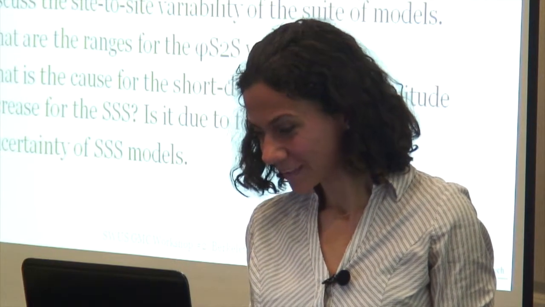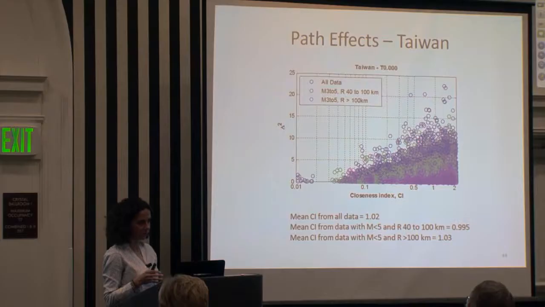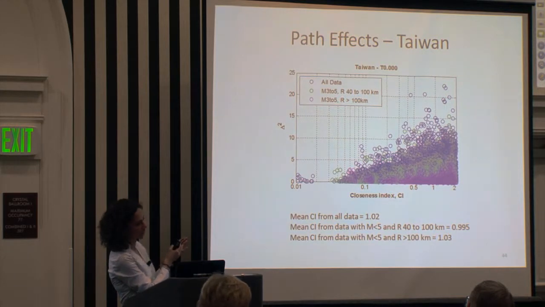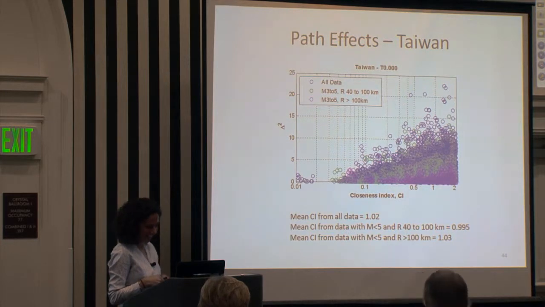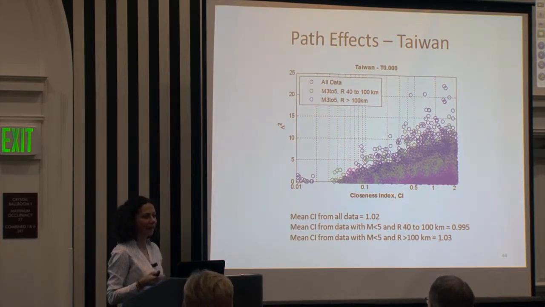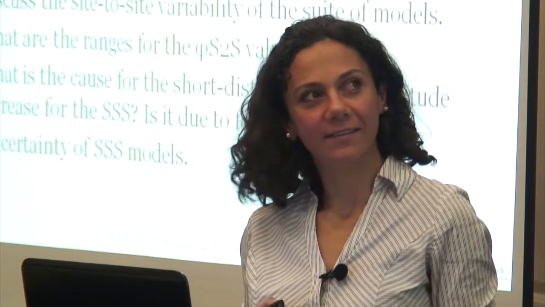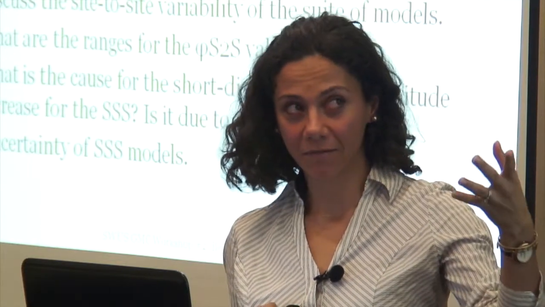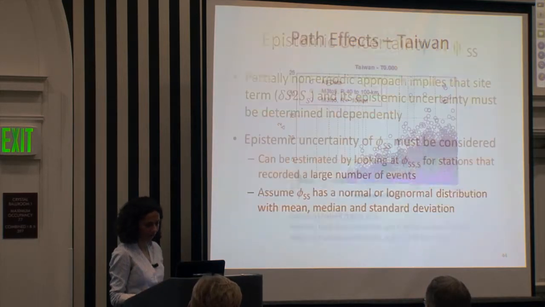So then I thought that where we observed this lower VSS for Taiwan is for magnitude 3 to 5 at longer distance. So I thought maybe if I look at this subset of the data, I'll see them clustered at a smaller closeness index, but no. So I don't know what to say about why Taiwan is having low VSS. It's one of two things. Either it's just low for that region, or this approach of looking at the path effects for some reason isn't working. But I have to look more into that.